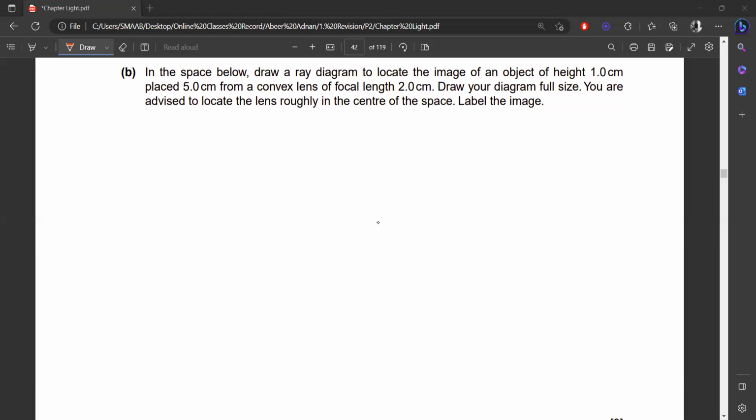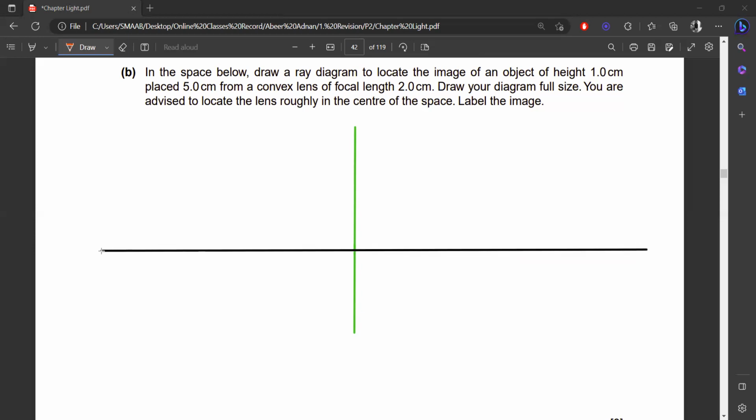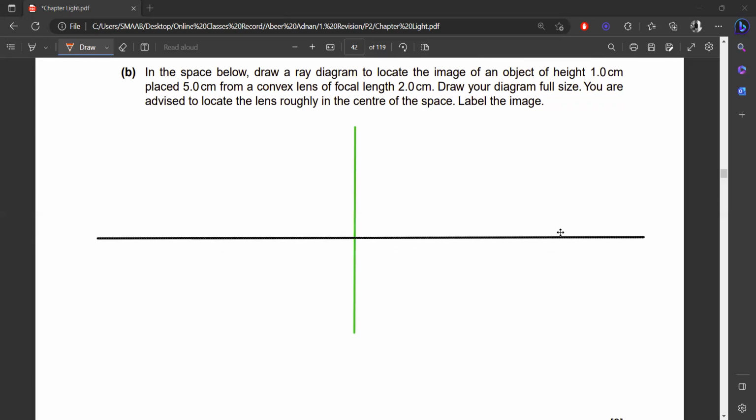Okay, so first of all, we need to draw the lens in the center. So let's suppose we are having a lens in the middle. I'm drawing it straight for the lens. So this is the position of the lens. And again, we have to draw a principal axis in the center. So this is the principal axis in the middle.